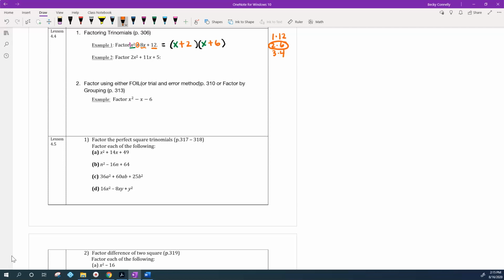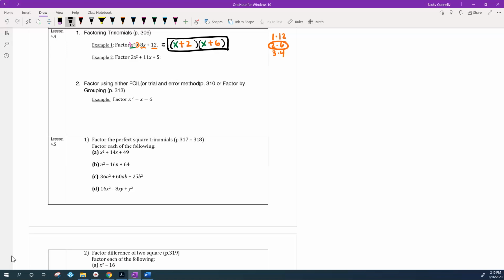And then again, you can check this by FOILing that together and see if you come back with what we started with, right? But this is our factored answer. Remember, factoring is just changing the form of it so that you have something times something else, right? That's what factors are, something times something else.